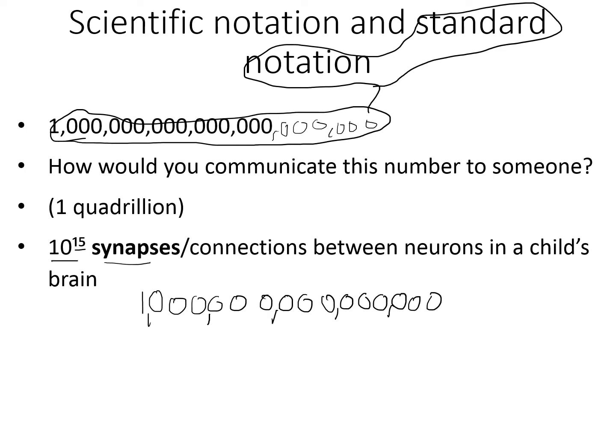Yeah, and I don't know how to say this number. It's a big one. Million, billion, trillion. Oh, that's again a quadrillion. What a coincidence. 10 quadrillion or 1 quadrillion synapses between a child's neurons in their brain. Pretty cool.